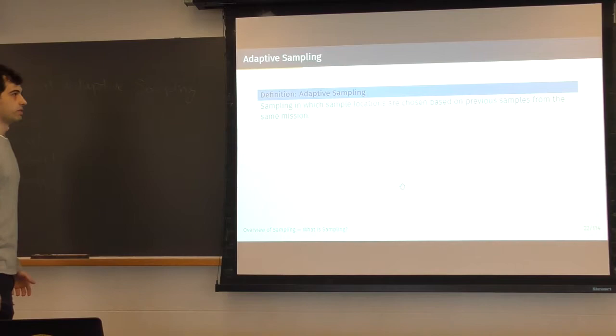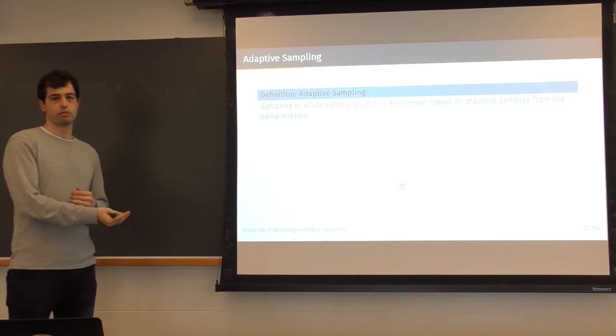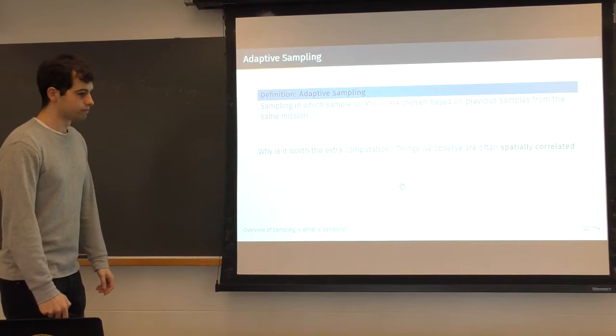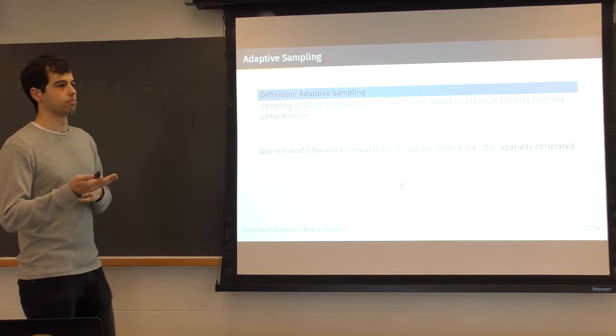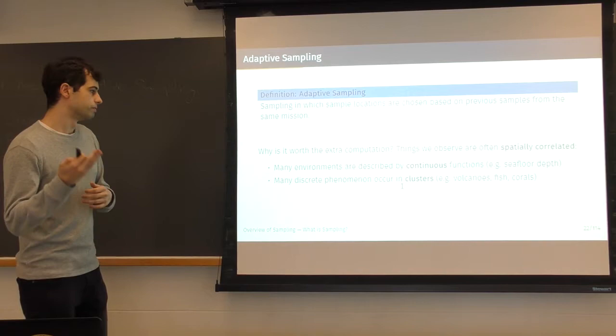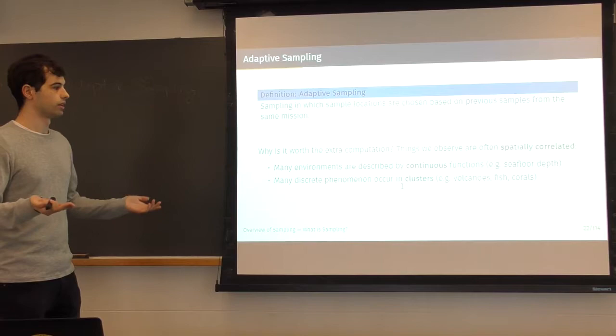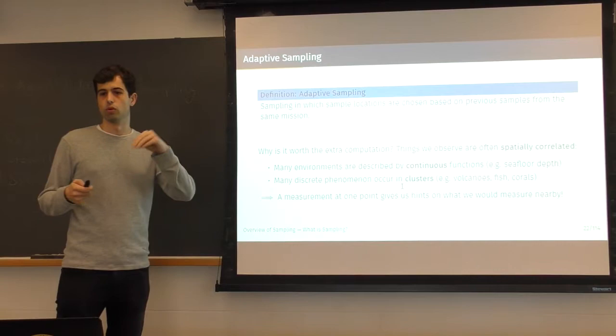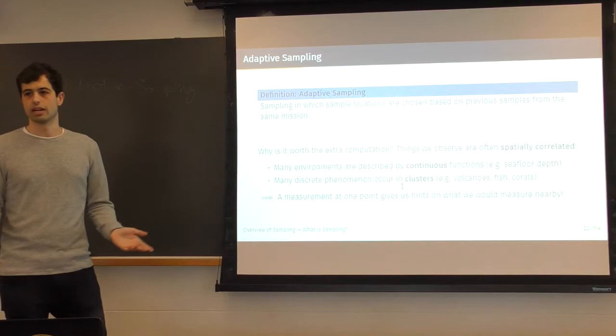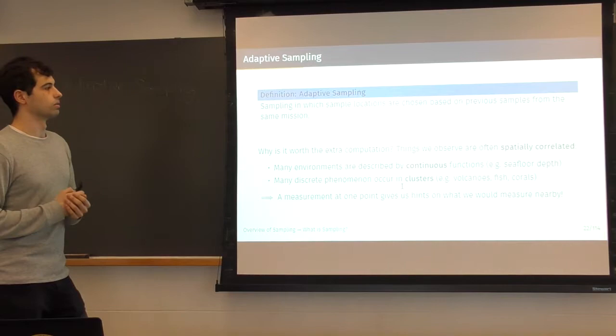So now we move to adaptive sampling. Adaptive sampling, as opposed to fixed sampling, is when you actually make use of the information you get along the way to decide where to sample next. Again, you may think it requires more computation. Yes, it does, but it's worth it because most of the features that we might think of are spatially correlated. Many environments are described as continuous, ocean floor depth is one, and many discrete phenomena occur in clusters. What that means is that if I take a measurement somewhere, I know what a measurement somewhere nearby could look like. That's the point, taking advantage of this information when deciding where to sample next.